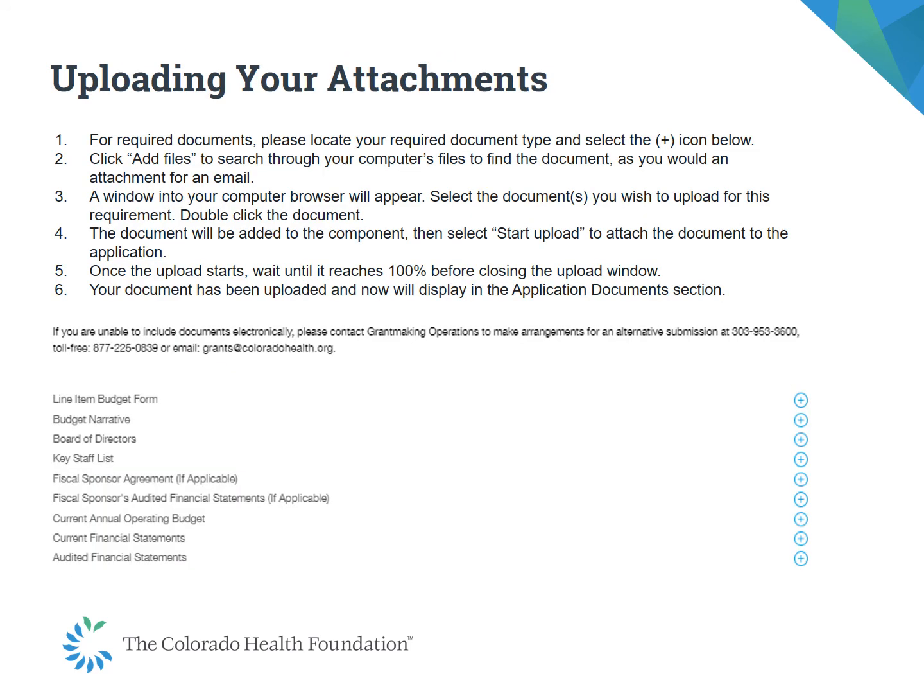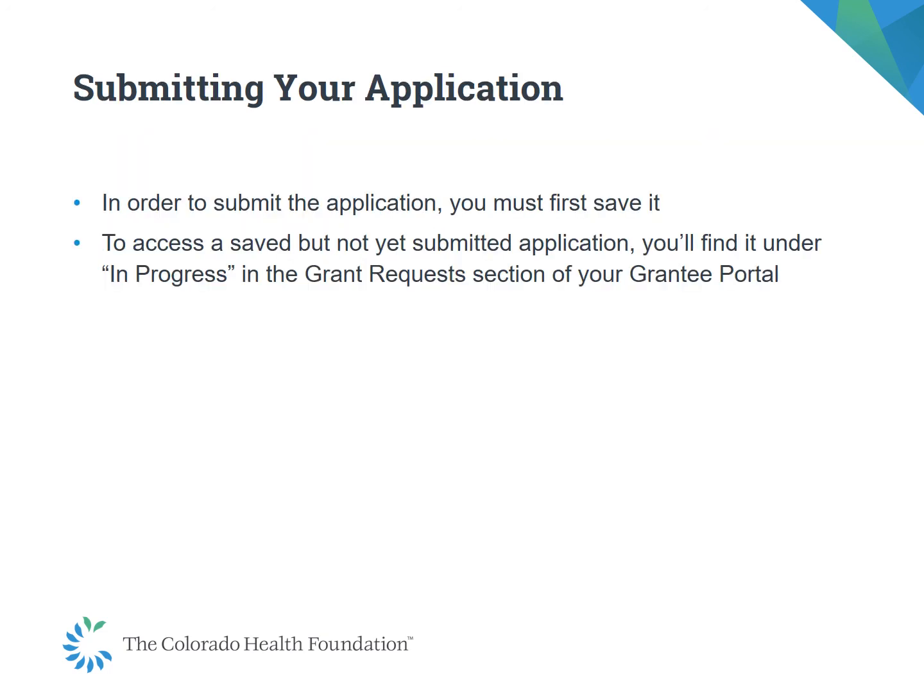This section of the application has an upload feature from which you can attach each required item. If you have any questions regarding attachments to submit or how to upload those documents, please don't hesitate to contact me. And if you don't have a particular document electronically, you can call or email me and we'll make alternate arrangements for submission of that material. In order to submit the application, you must first save it. To access a saved but not yet submitted application, you'll find it under In Progress in the Grant Request section of your grantee portal.